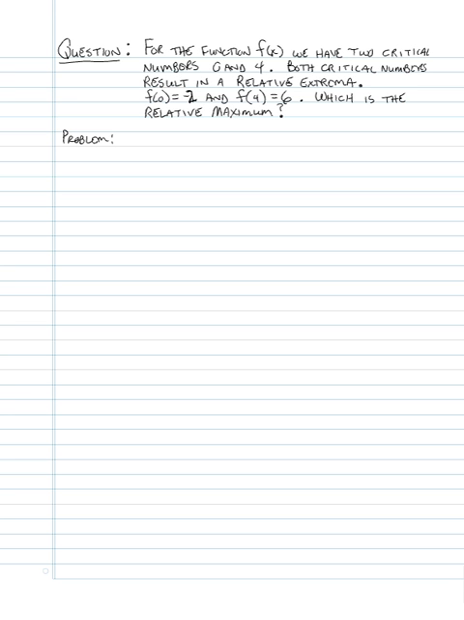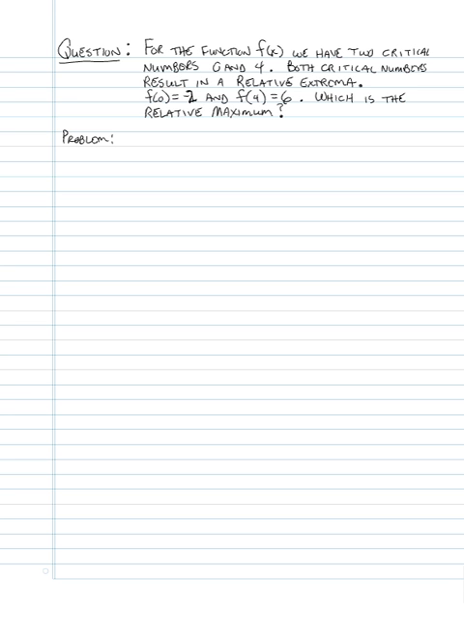In this problem, I'm starting it as posing a question, okay? And the question is, for a function f of x, which I haven't told you yet, we have two critical numbers, 0 and 4. So those are the critical numbers. Those are where actually the derivative is equal to 0. Both critical numbers result in a relative extrema. So as we test, we know we have a relative extrema at x equals 0 and x equals 4.